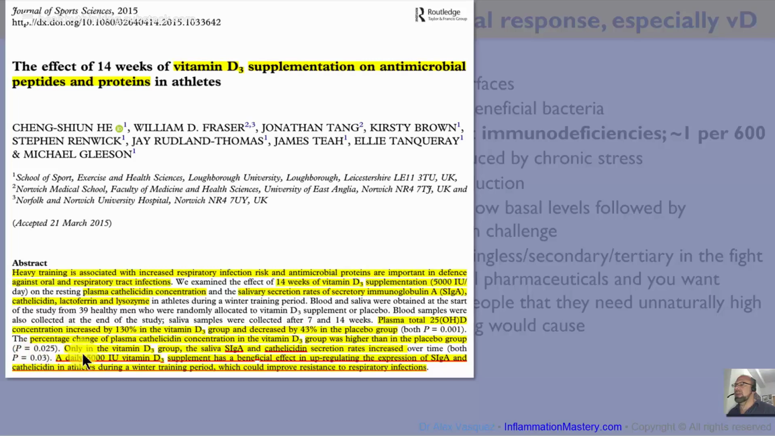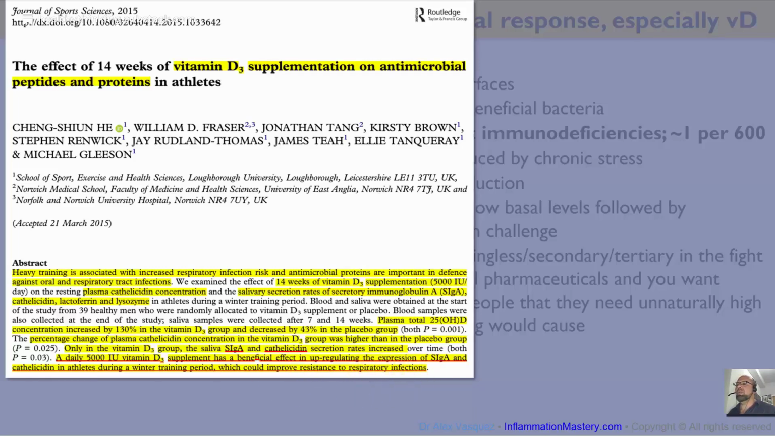And you can see here from the abstract that the authors state only in the vitamin D group, the saliva secretory IgA and cathelicidin secretion rates increased over time. A daily 5,000 international unit vitamin D3 supplement has a beneficial effect on upregulating the expression of secretory IgA and cathelicidin in athletes during a winter training period, which could improve resistance to respiratory infections.